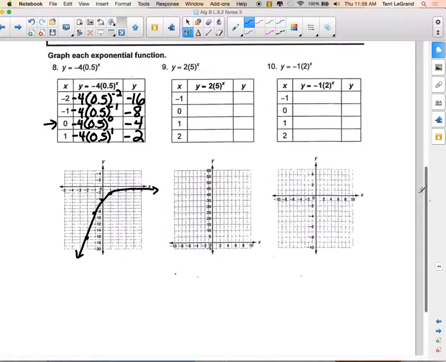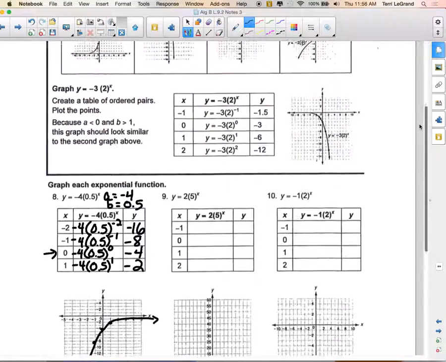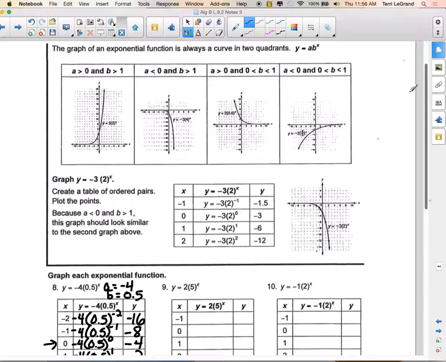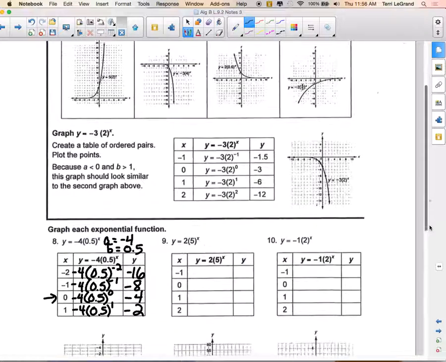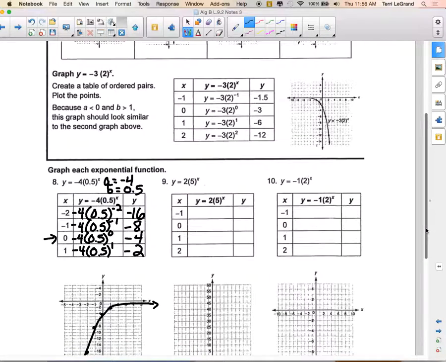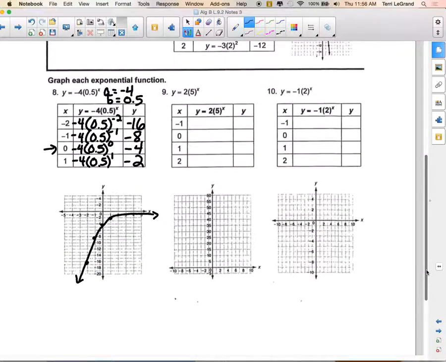And now we go check it out this way. What's our A value? -4. And what's our B value? 0.5. Okay, let's go up and look. When A is negative and B is between 0 and 1, where's our graph supposed to turn out? What does it say? When A is negative, that would be one of these two. And B is between 0 and 1, that'd be this one. Huh, did we do a good job? Yes. Okay, we got it. Questions? Okay, go ahead and get your table filled up for the next one.